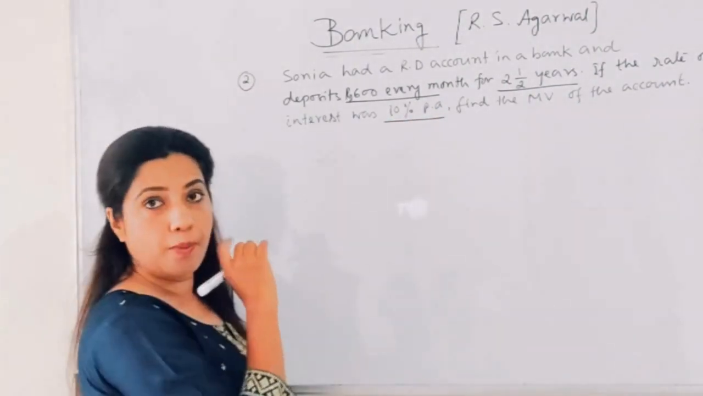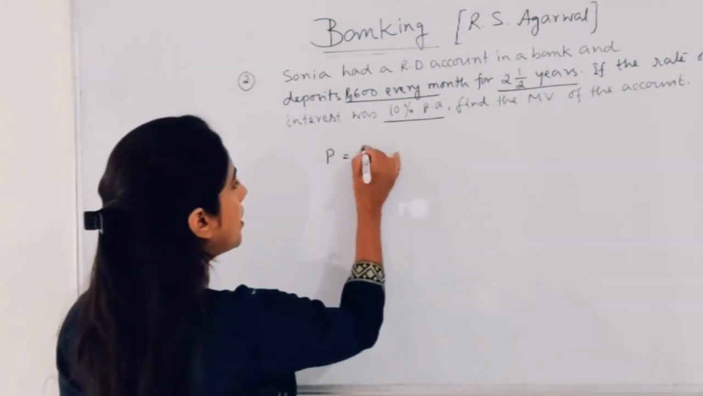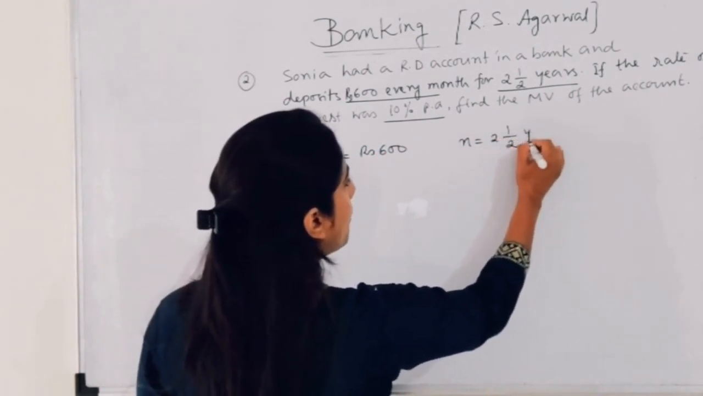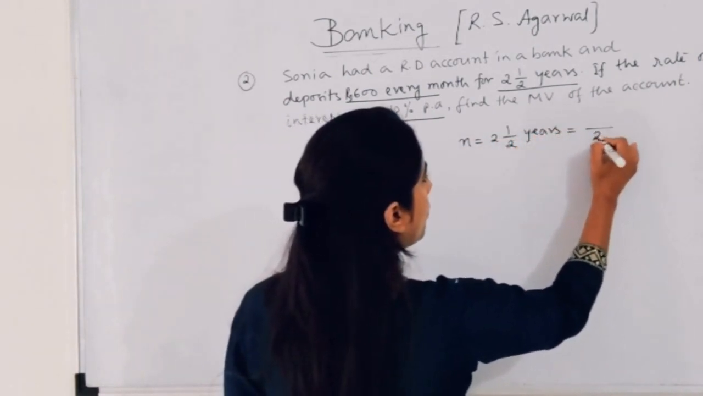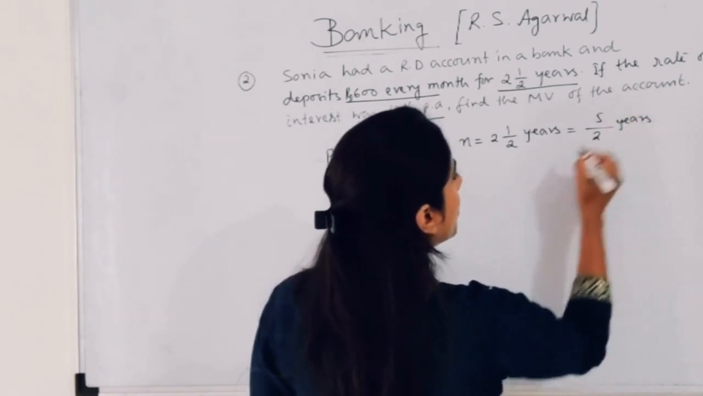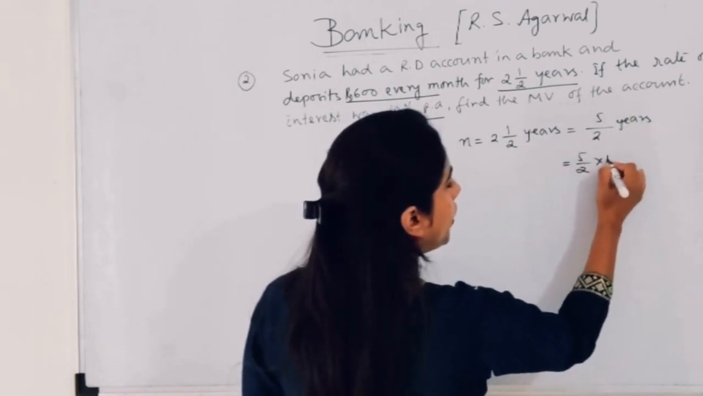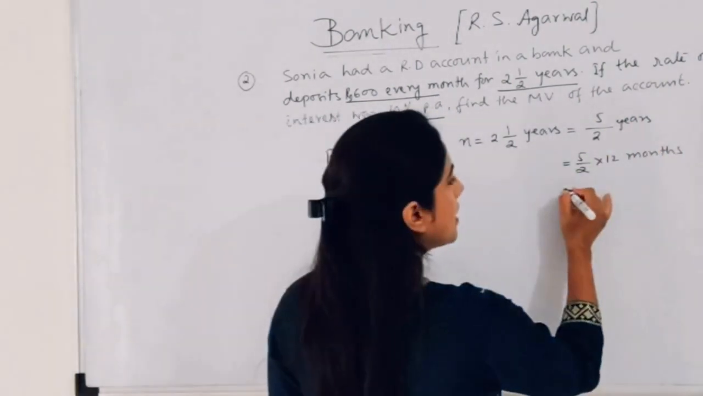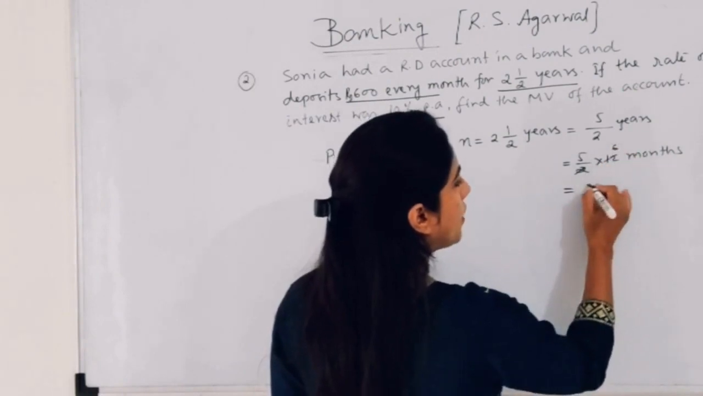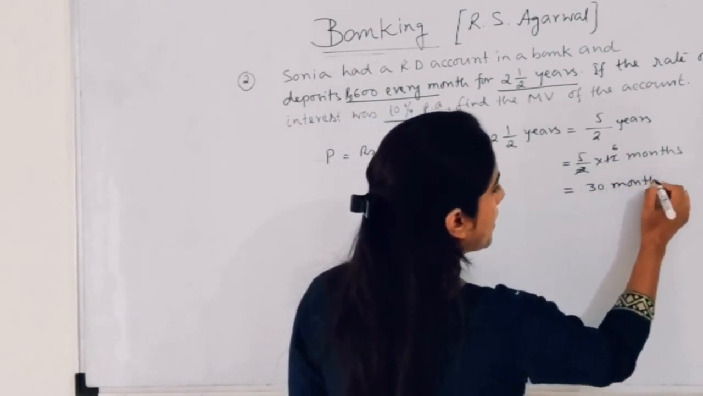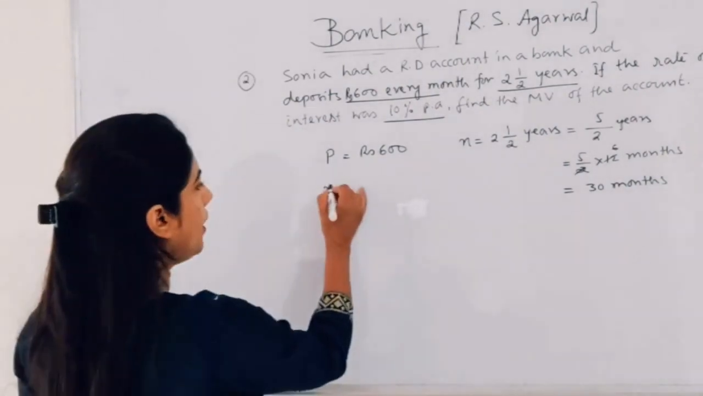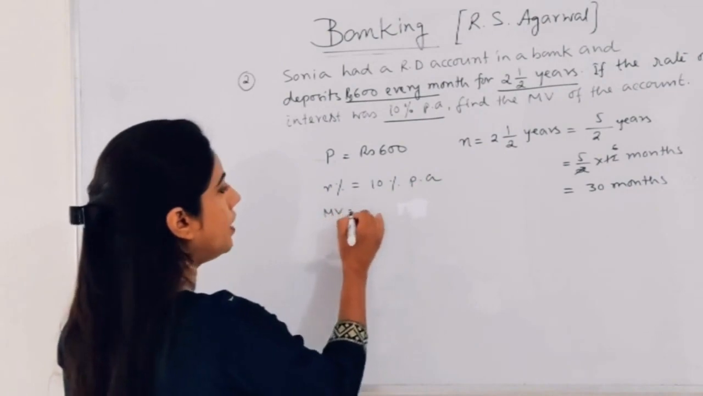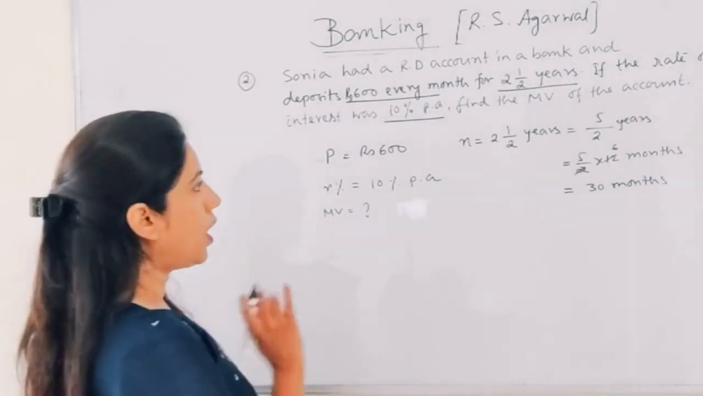So let us first write down the information given. Your P is rupees 600, n is equal to 2.5 years, which is equal to 5 by 2 years, which will be 5 by 2 into 12 months. As I mentioned, the time has to be always converted into months. So it is coming 5 into 6, that is 30 months. 2.5 years is 30 months. And the rate of interest is 10% per annum. They are asking for the maturity value. So all this information is given.